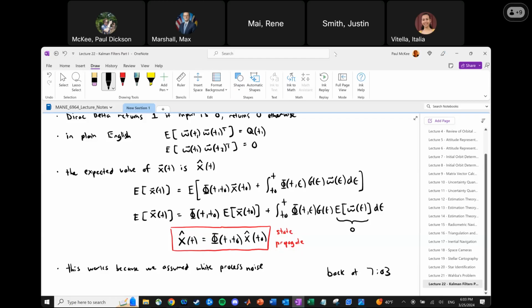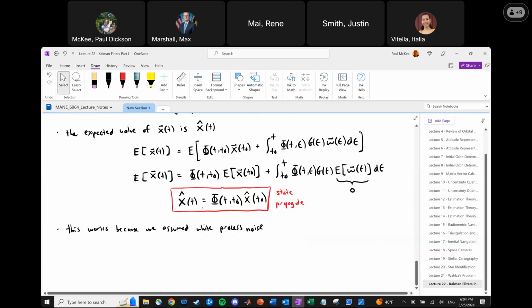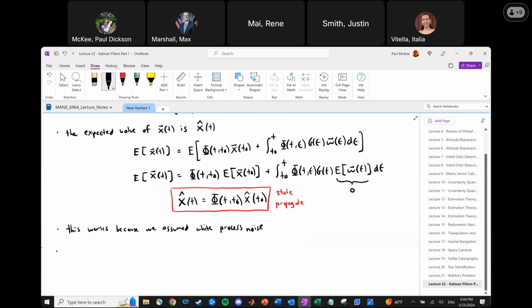Any other Kalman filter questions that are swirling around in your head, or are we good to keep moving? Unless somebody interrupts, I'm going to start talking about covariance. So we now turn our attention to covariance.